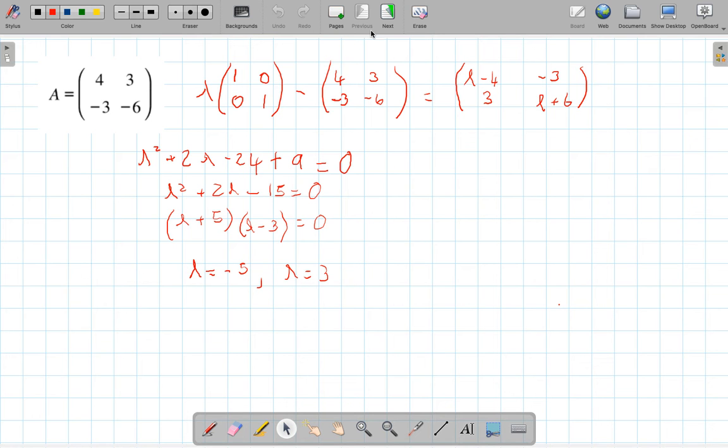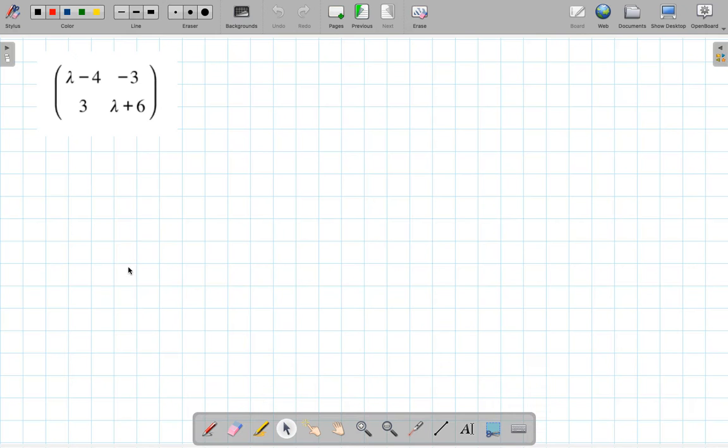So if we go to the next page, I've written out this matrix again, and I'm going to use the first eigenvalue, which was 3. I'm going to put that in: lambda equals 3, which gives me the matrix minus 1, minus 3, 3, 9. And I want to multiply it by its eigenvector, which I'm going to call A, B, and I'm going to get the 0 vector out. So this comes out as 0, 0.